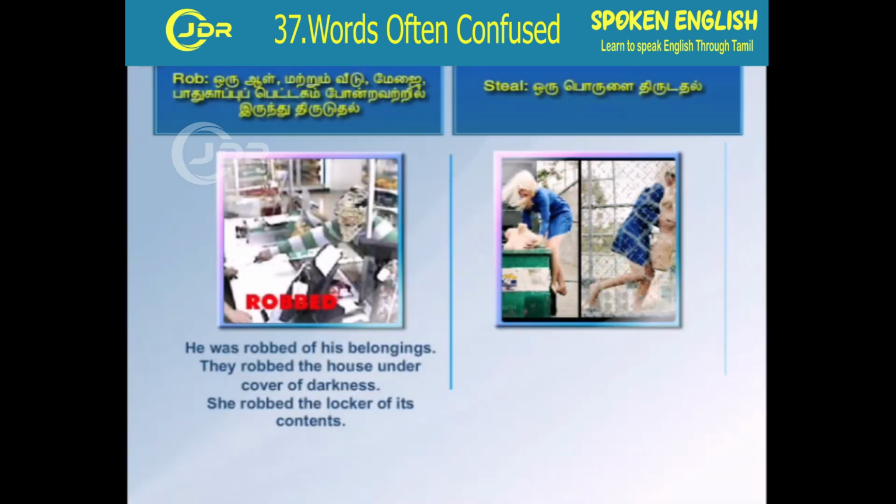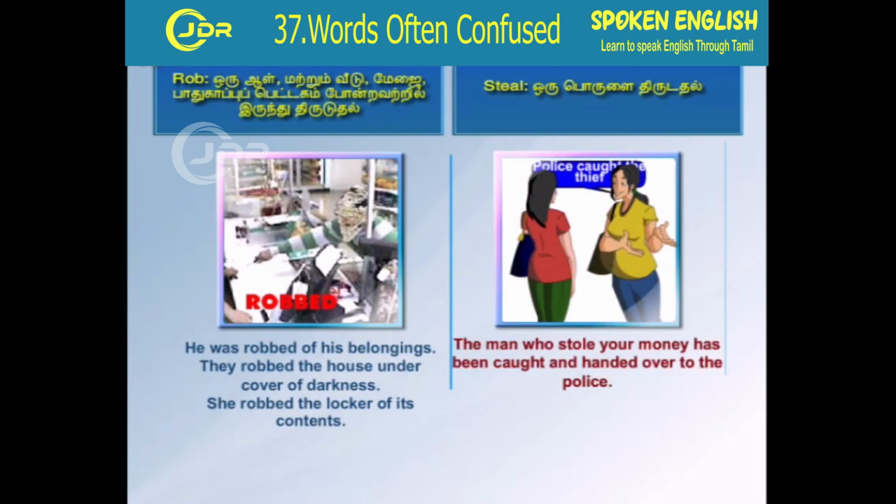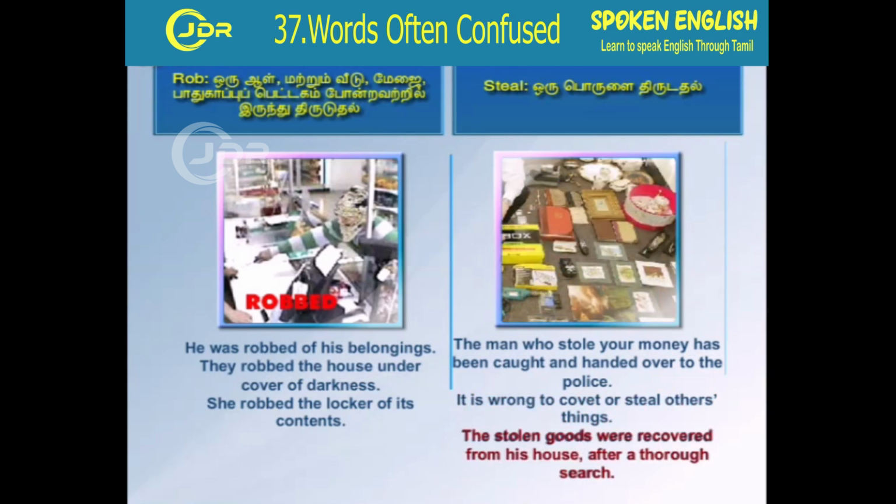Steal. The man who stole your money has been caught and handed over to the police. It is wrong to covet or steal others' things. The stolen goods were recovered from his house after a thorough search.